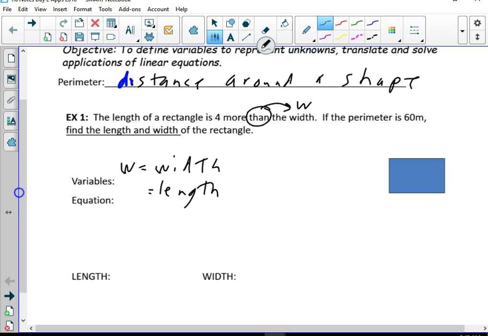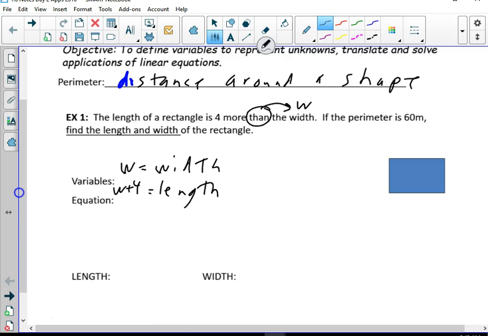So what's length going to be? Not just 4. It's 4 more than the width. Right, what's the width? What would we just call the width? W. So if it's 4 more than the width, what's the length? W plus 4, right. Right? The length is 4 more than the width.